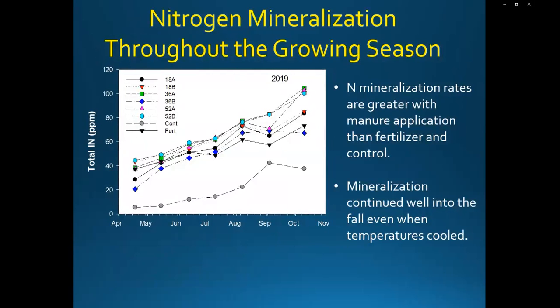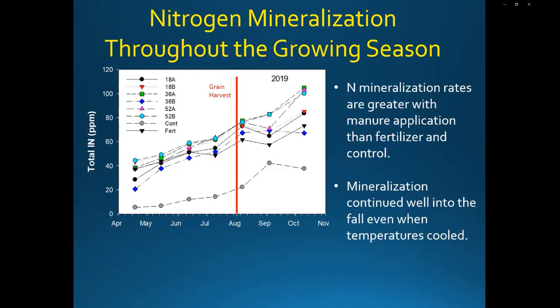So if we look at nitrogen mineralization throughout the growing season, you can see that nitrogen mineralization rates are greater for the manure application than the fertilizer, particularly the higher rates of manure application. And that mineralization continues well into the fall. Even when we start to have cooler temperatures, it still looks like it's increasing at the same rate as it was earlier in the season. And this was data from last year, from 2019.